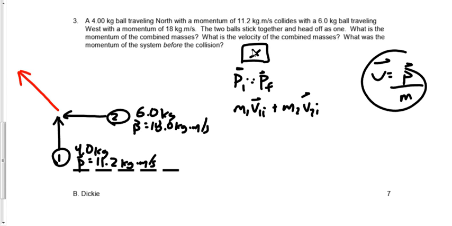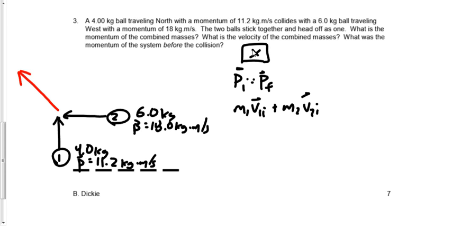How many people did that? Good. That's absolutely correct. Look at this. I don't need to multiply m1v1i. I don't need to multiply m2v2i because I know what m2v2i is. m2v2i is 18.